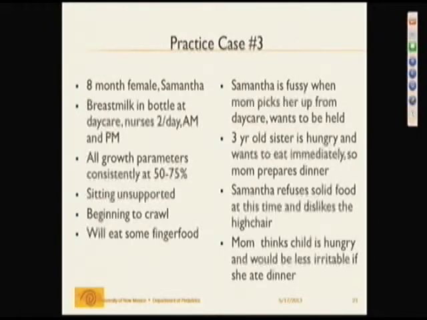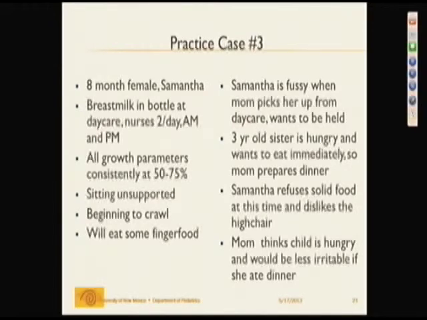This child is fussy. She's fussy when mom picks her up. Why is she fussy? She wants to be held. She misses mom. She wants to nurse. Mom's been at work all day. She's 8 months old. She's at that point where these people are not my people. I want my people. The 3-year-old sister, however, is hungry. It's dinner time. She wants to eat, so mom's responding really appropriately to that 3-year-old. Man, I need to eat. But Samantha doesn't want to sit in the high chair at that time, and so she's not eating. So mom thinks the child is hungry and would be less irritable if she ate dinner.